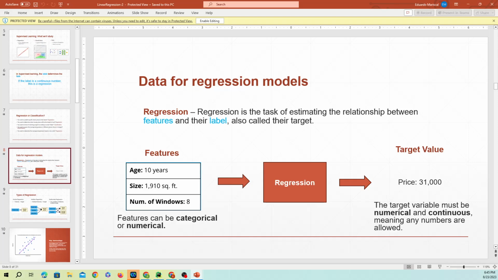So the target variable must be numerical and continuous, meaning any numbers are allowed. So that's what it means. Again, regression means that the target value, your label, is continuous. Remember that. Remember that.